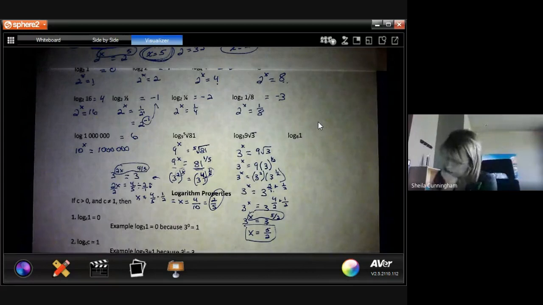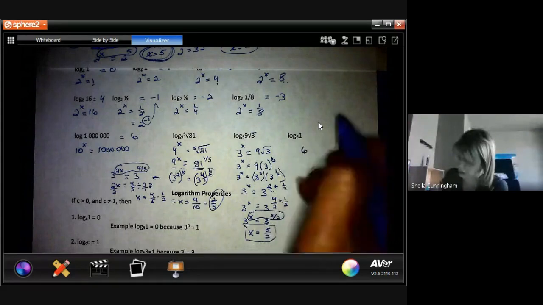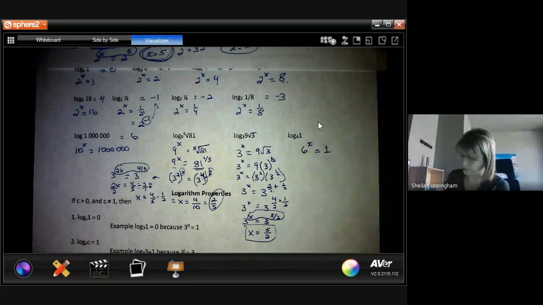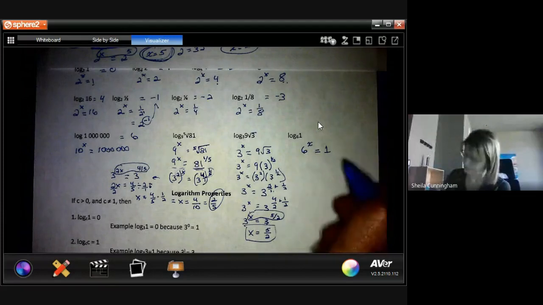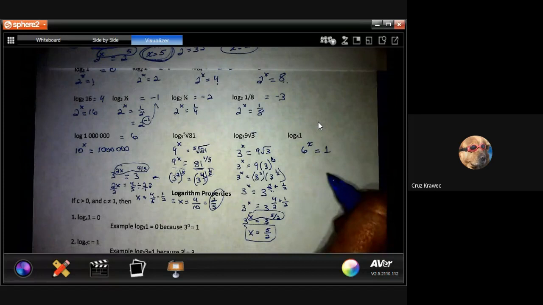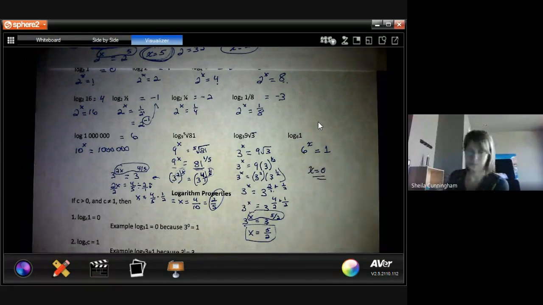And your last one, you've got log base 6 of 1. So you've got a base of 6. You don't know the exponent, and it's got to equal 1. So you should have a resulting answer of 0.